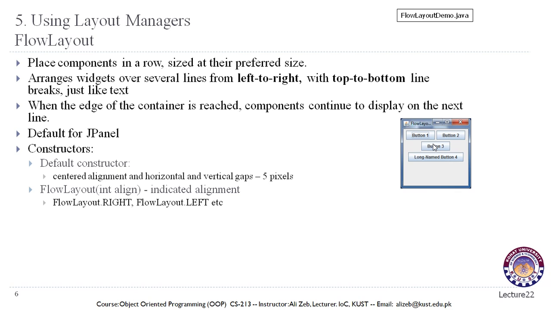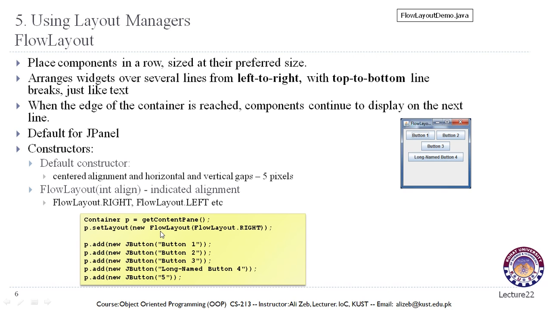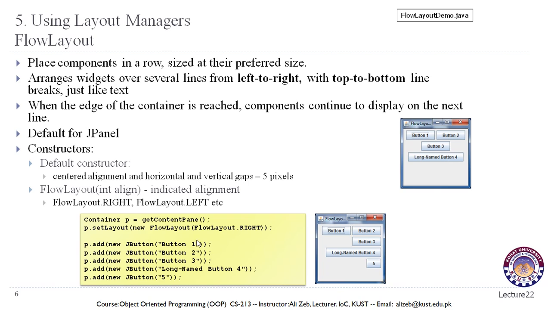As for the syntax of flow layout, if you want to change the default alignment, we can do that by passing flow layout right or flow layout left to the flow layout constructor. So if you want to set the layout to new flow layout right, we can do this by passing this static argument to the flow layout constructor, and we can add. Now the buttons are added towards the right side of this form, as we can see.